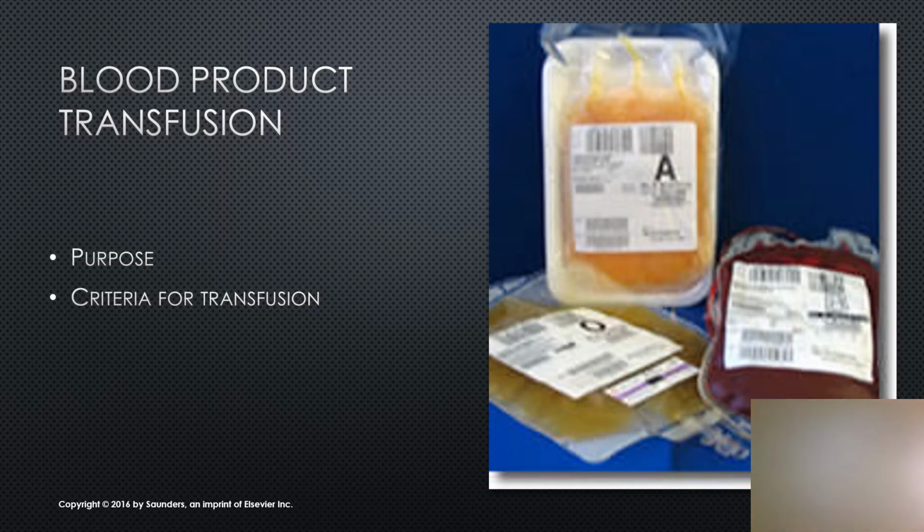Criteria for transfusion. We used to base our transfusion on the level of the hemoglobin or hematocrit, and that's just not done anymore. It's not given automatically with those low blood levels. We base that more on the symptoms, including shortness of air, tachycardia, low blood pressure, chest pain, lightheadedness, and extreme fatigue.